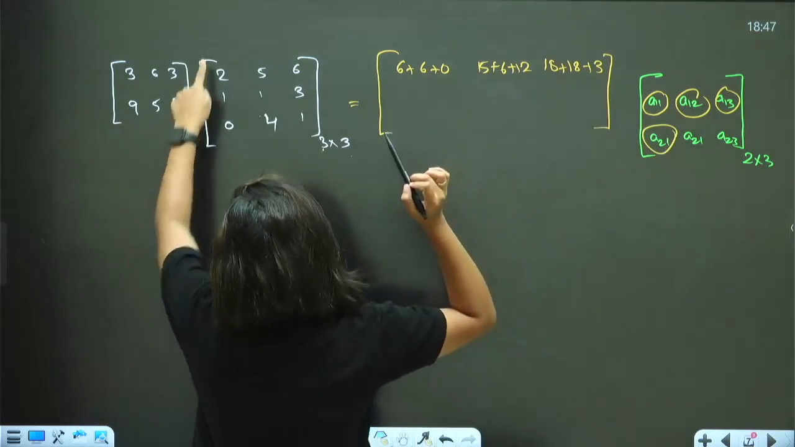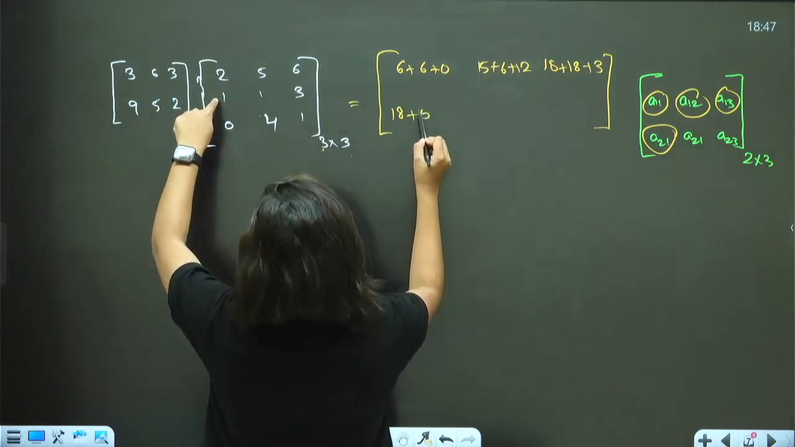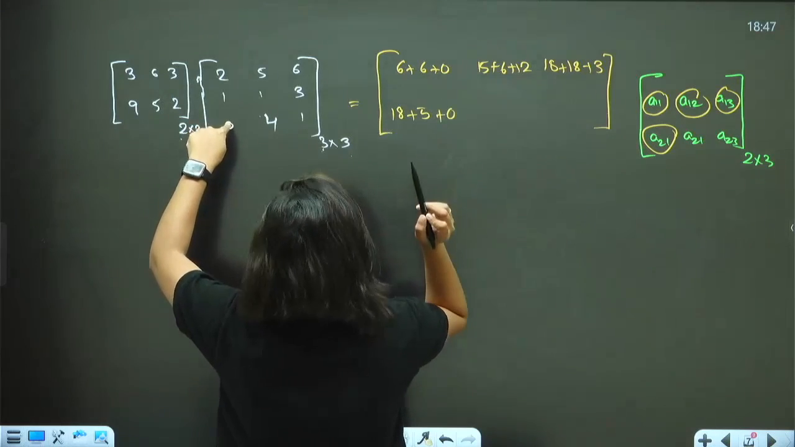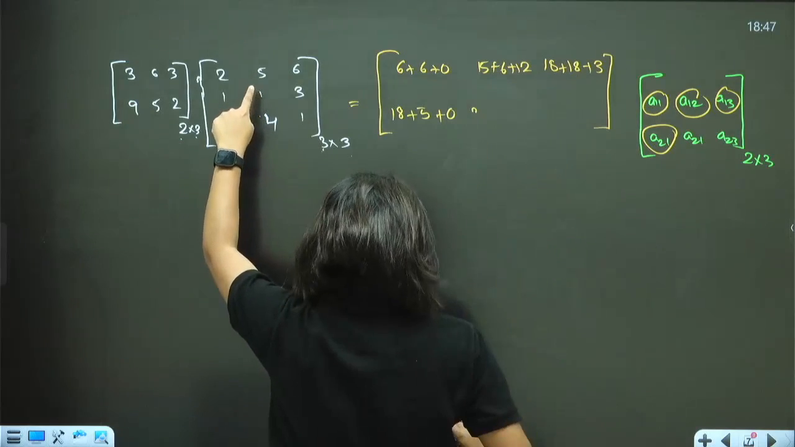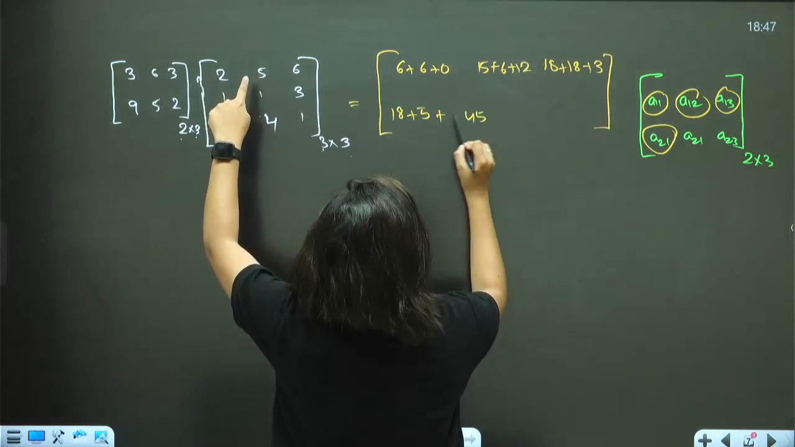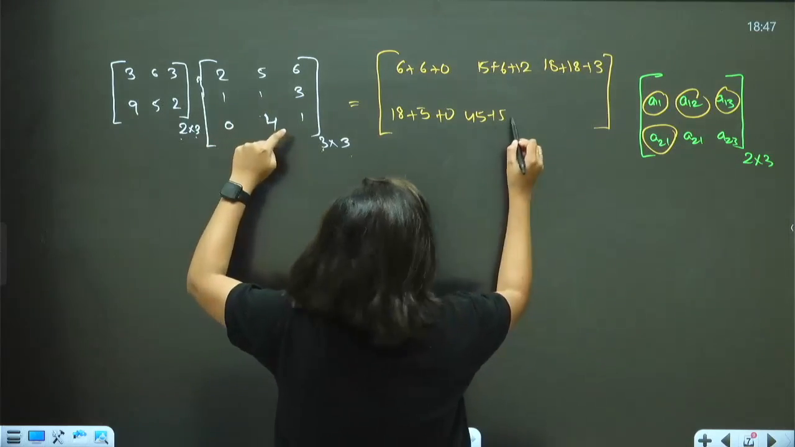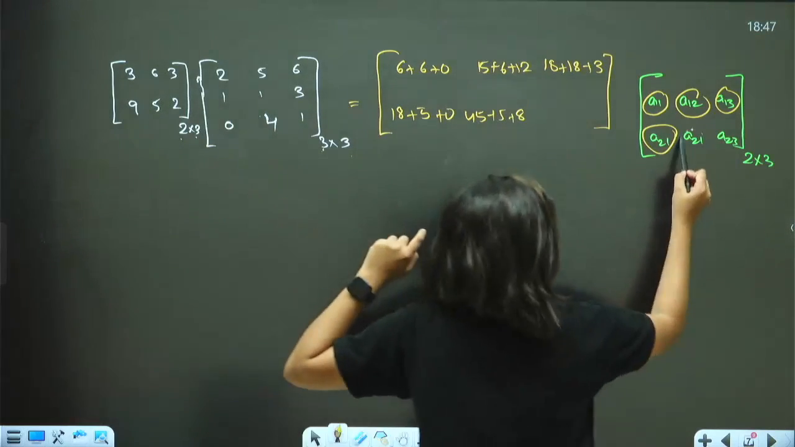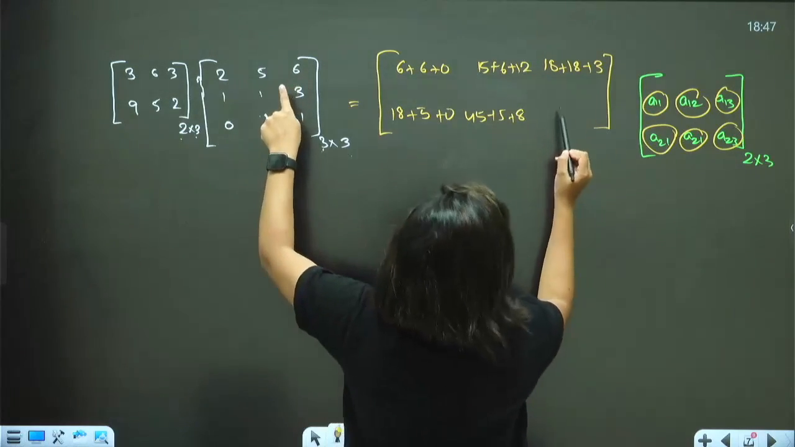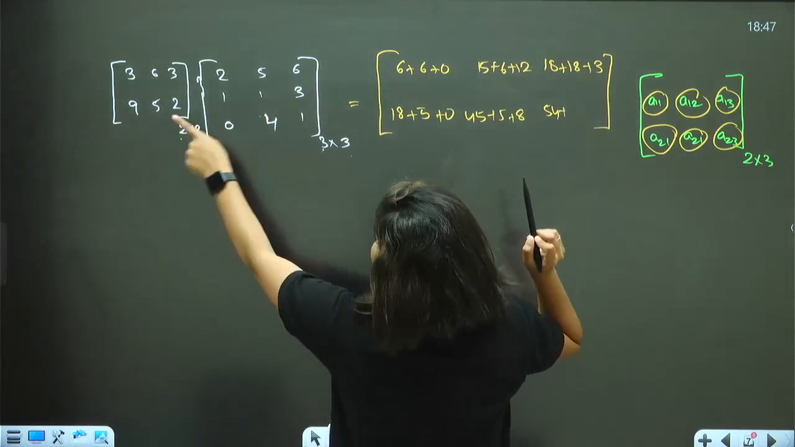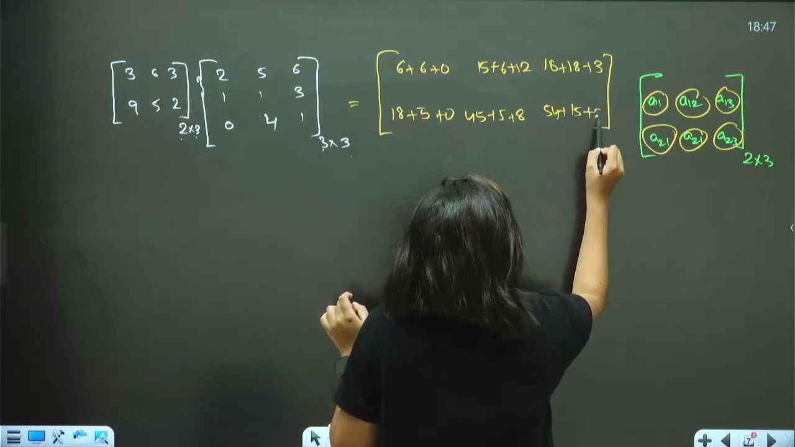A21, second row, first column, 9 2s are 18, 5 1s are 5 and 2 zeros are 0. Second row, second column, 9 5s are 45, here there is 0, right. 5 1s are 5 and 2 4s are 8. This is also done. Let's go for A23, second row, third column, quick. 9 6s are, 5 3s are and what else? 2 1s are. We've got the answer, people.